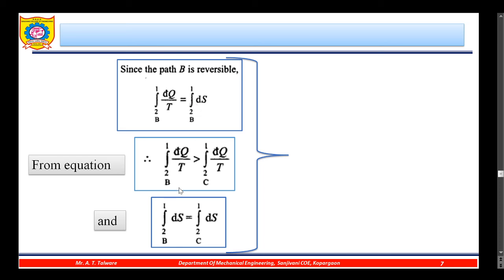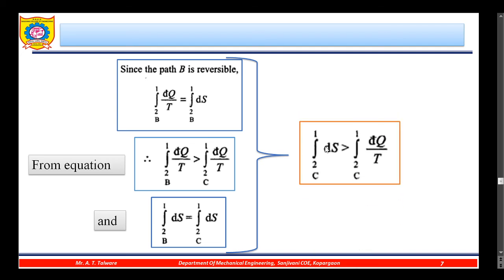Now this is also equal to this. From this equation, the integration of ds for path B is equal to the integration of ds for path C. So from these three equations, we can write that the integration of ds for path C is greater than the integration of delta q upon t for path C.